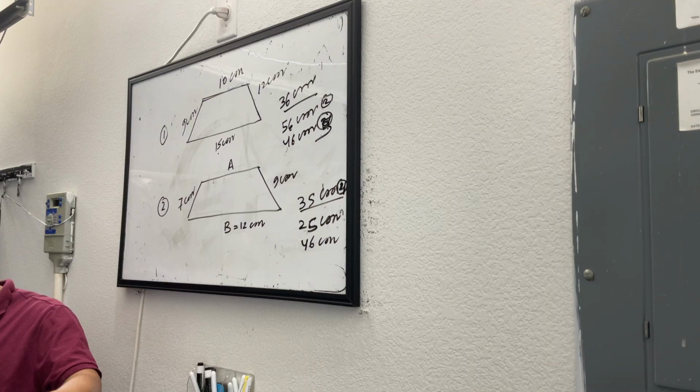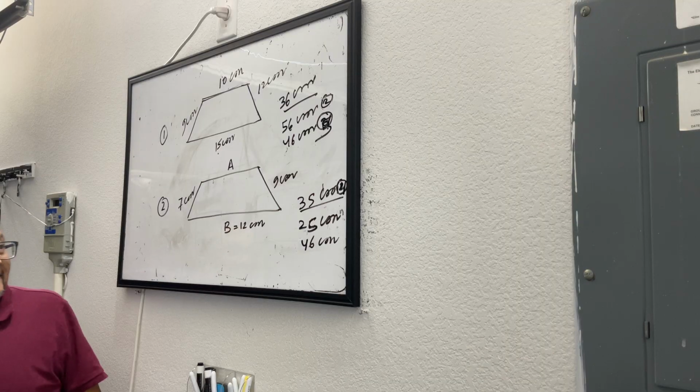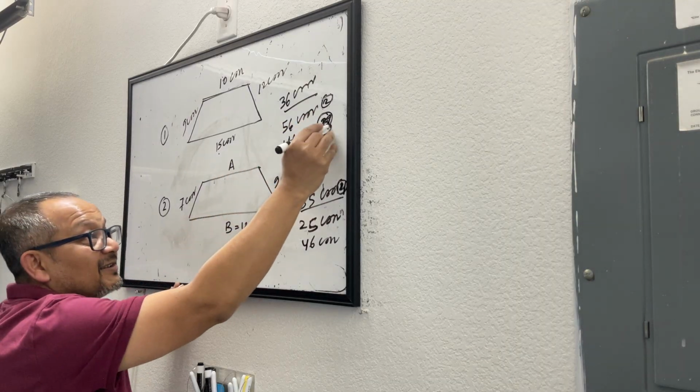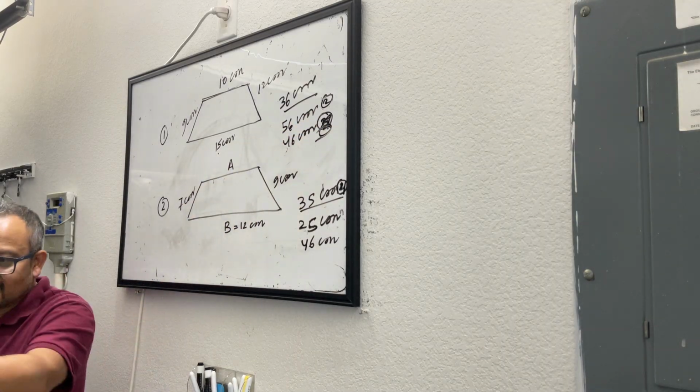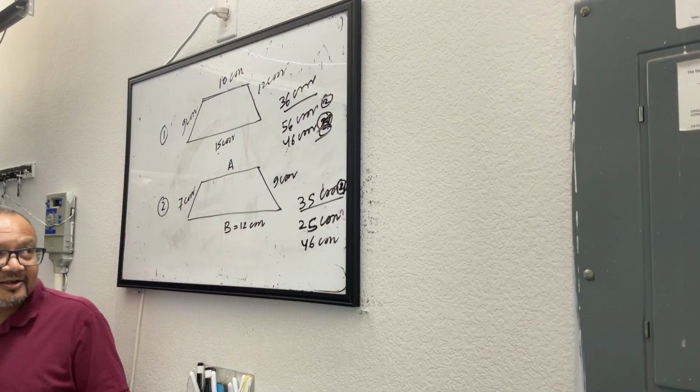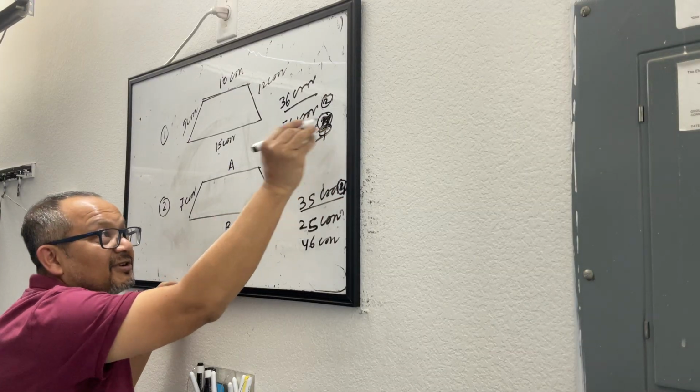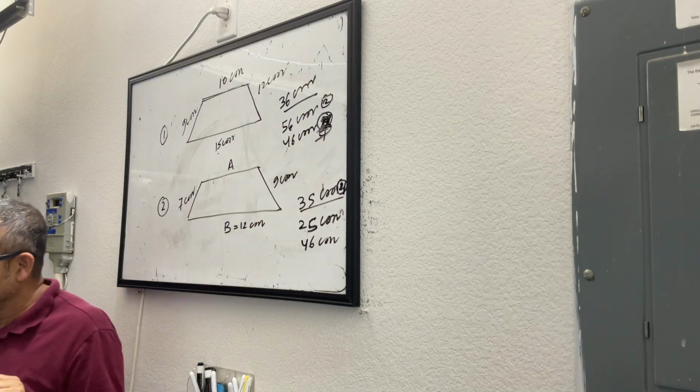I calculated wrong once again. Okay, I got 46 too, for this one. I got 46 for the first one. Okay, so 7 now. Oh, wow. 7? Yeah.